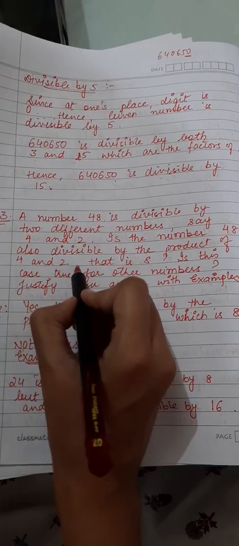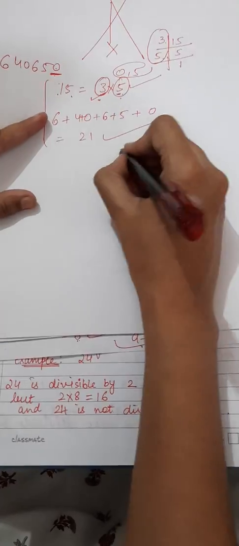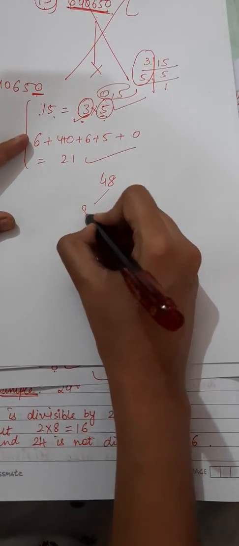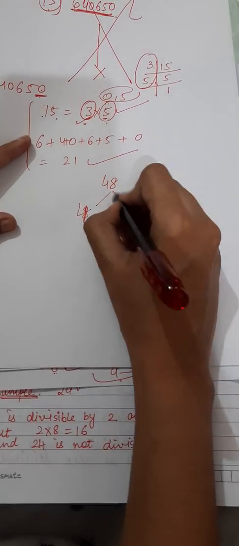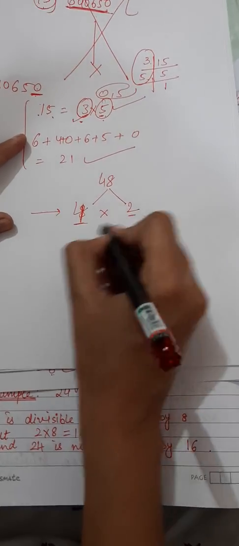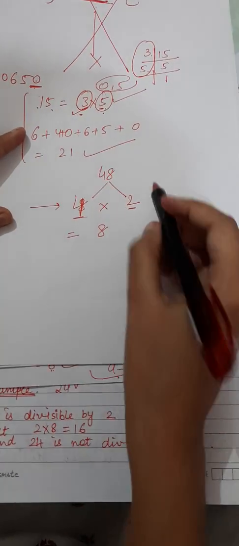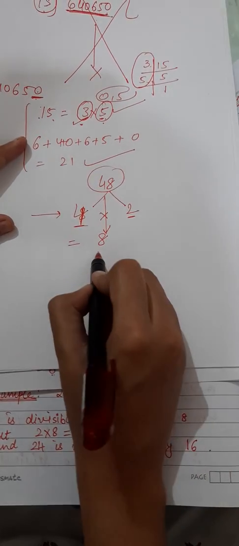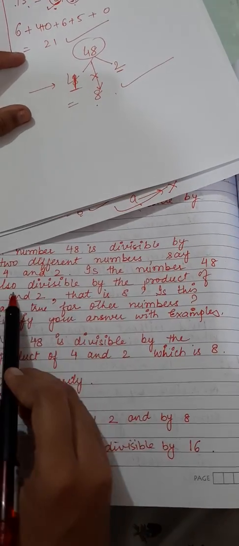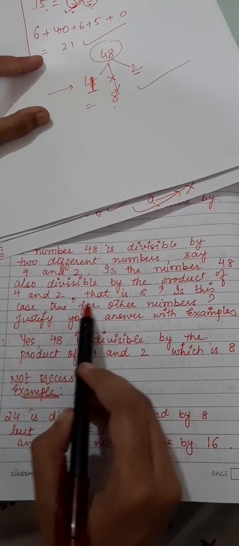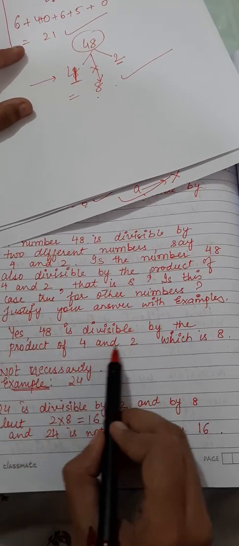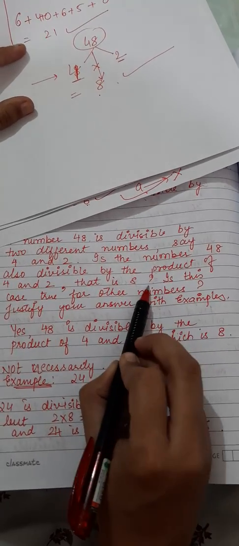Okay. Now what is the meaning of the question till here? We have a number 48. They are saying that this is divisible by 4 and also divisible by 2. If I multiply 4 and 2, what will come? 8. You have to tell whether this 48 is divisible by 8 or not. Yes, it is. Okay. Is the number 48 also divisible by the product of 4 and 2? That is 8. So you are going to write yes, 48 is divisible by the product of 4 and 2, which is 8. Till here done.